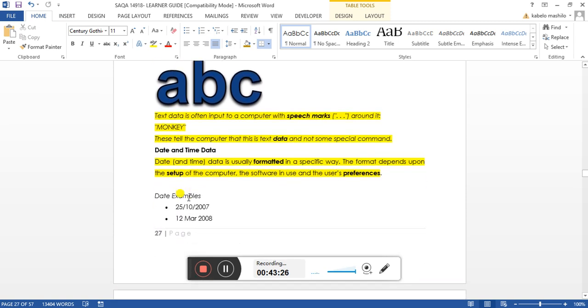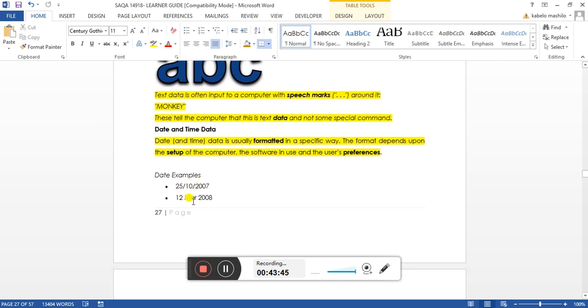We've got date and time data. Date and time data are usually formatted in a specific way. The format depends upon the setup of the computer, the software in use, and the user preference. Date examples are often like this.